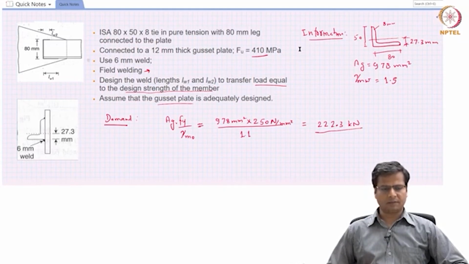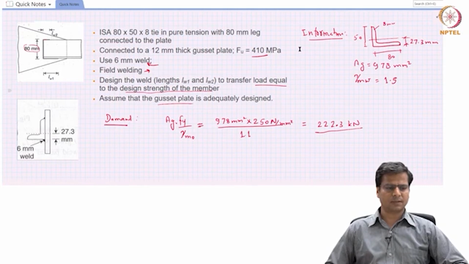And it is also mentioned that the weld has to be 6 millimeter in size. So what is the information given about the weld? The weld is 6 millimeter in size. It has 3 components, or 3 legs, you may say, or 3 lengths, and one of those lengths is actually equal to the size of the angle, 80 millimeters. So 80 millimeters is the bare minimum we will provide, and let's say we have to provide a certain length here and a certain length here. Now what should be the considerations when we put this weld? We can decide to provide any length, right?